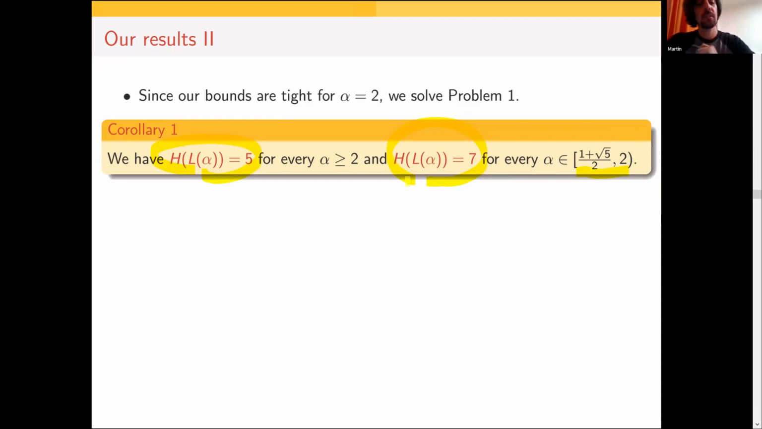So you can see here the breaking point, one of them. So the breaking point is 2, where we jump from 5 to 7. The next breaking point is the golden ratio, where suddenly our upper bound jumps, I think, up to 9 or something.